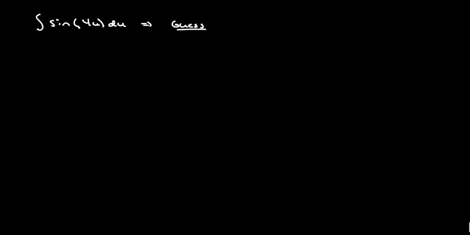So we would say, well, what is the antiderivative of sine? Where does sine come from? Well, we know that sine comes from negative cosine. So for example, if we let the antiderivative as a function of u be equal to negative cosine 4u, that might be a guess. So let's go ahead and differentiate this guy and see what happens.